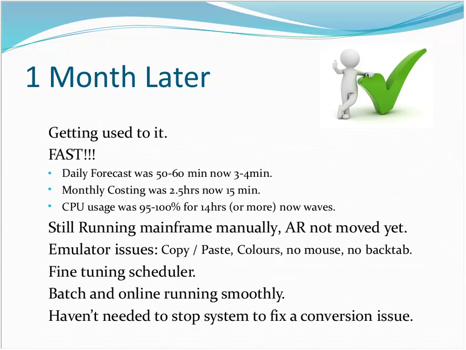So one month later, we're getting used to the system. First thing, it's really fast. Jobs are running 10 to 20 times faster than they were before. CPU usage on our mainframe would go to 100% for 14 hours straight at month end. Now, just peaks and valleys, so much, much faster. We've had some emulator issues, just users don't like how the new emulator works. That's not a big deal. We tweaked the schedule a little bit, but after a month, we have never had to shut the system down because of a conversion-related issue. So it's up, it's working, and it is working fast.